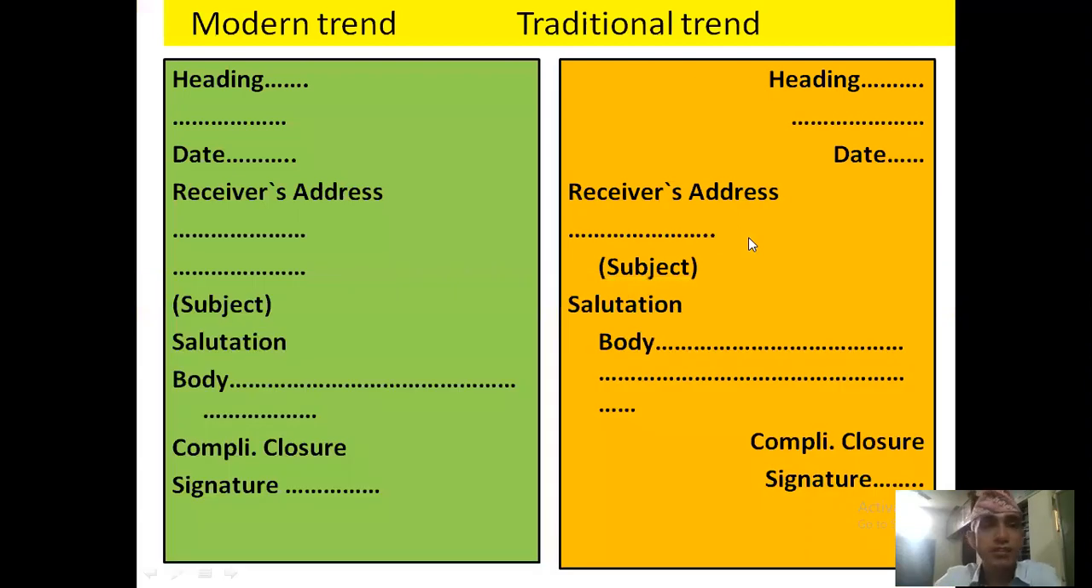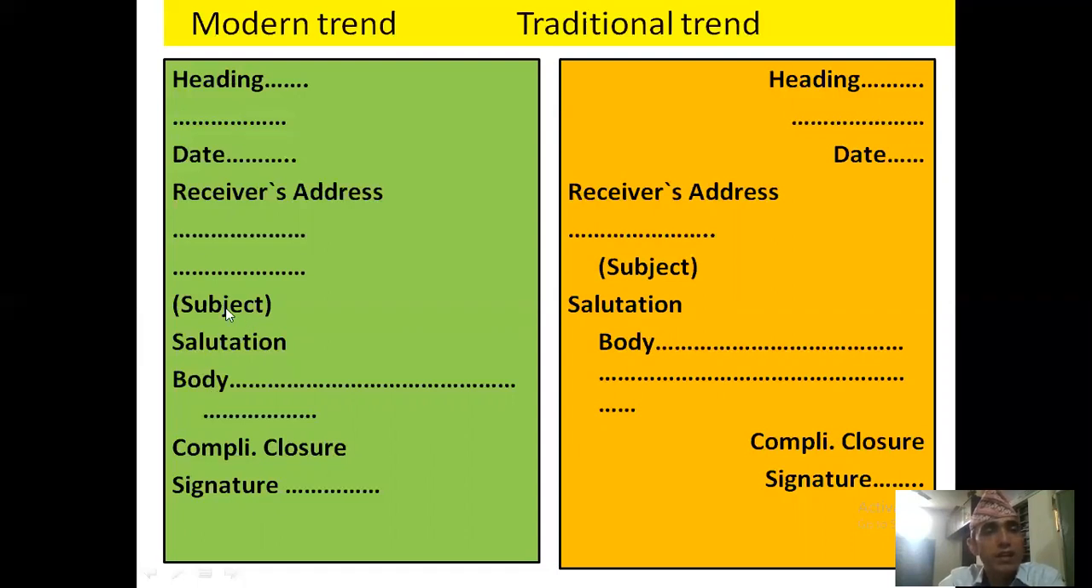Now, let us have a look at the layout of the formal letter. Modern trend layout and traditional trend layout. Dear students, in the modern trend layout, you can see all the parts of the letter are kept on the left hand side of the format. The heading is placed at the top left hand corner. The sender's address and date are mentioned here. Just below, the receiver's address, and then subject, salutation, and then content, complimentary closure and signature.